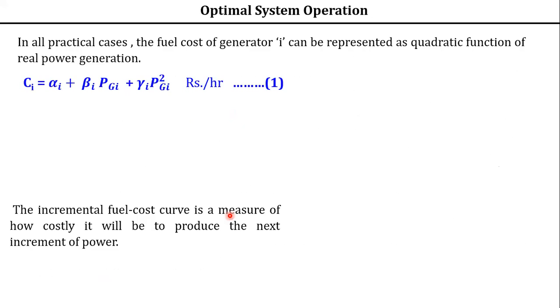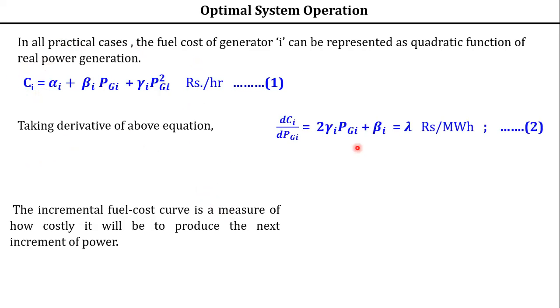Then incremental fuel cost. So how to get incremental fuel cost? What is the incremental fuel cost? It is denoted by lambda, and that is equal to dCi by dPi. Clear? So how to get incremental fuel cost from the cost equation? Take dCi by dPi, and you will get one more equation. That is your incremental fuel cost. This is the derivative you have taken. Already I have explained it, isn't it? When you take the derivative of this cost equation, the resultant equation, because we have derived it, dCi by dPGi is equal to lambda, is nothing but your incremental fuel cost.